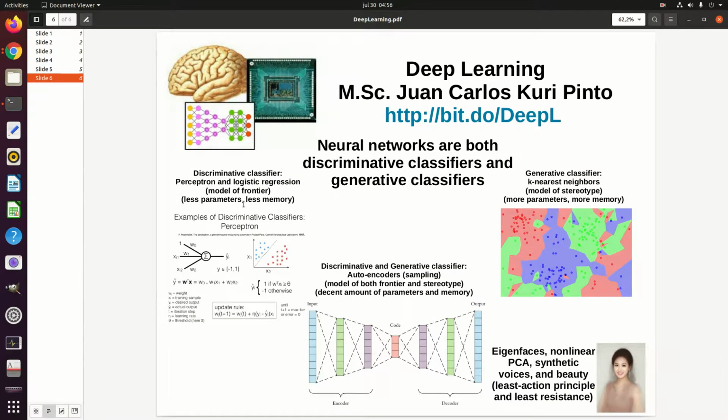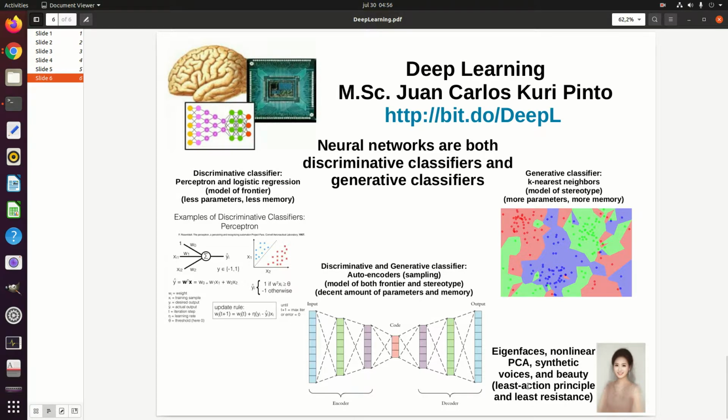In machine learning, we have 2 types of classifiers. Discriminative classifiers model the frontier that divides classes of patterns. Such frontier is modeled by using a few parameters. Generative classifiers model the stereotypes of classes of patterns. Such stereotypes are modeled by using more memory. Neural networks are very successful and popular because they are both discriminative classifiers that model the frontier and also generative classifiers that model the stereotypes by using just a decent amount of parameters.